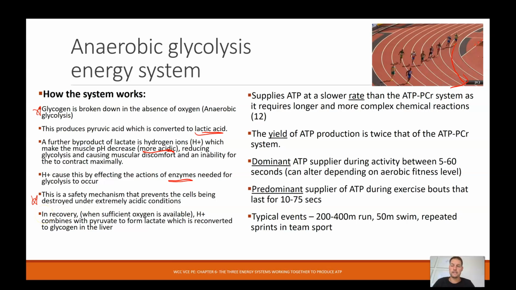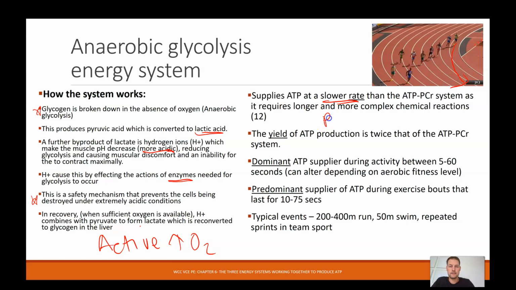You might feel quite a bit of pain. You won't be able to contract as forcefully. With an active recovery, where we're moving and there's lots of oxygen, so we've got high amounts of oxygen, we can actually buffer those hydrogen ions back to a usable source in glycogen. If we're looking at this, our anaerobic glycolysis system supplies energy at a slower rate than the ATP PC system, but because it's got more complex chemical reactions than just simply splitting apart the P and the C, the yield is twice that.